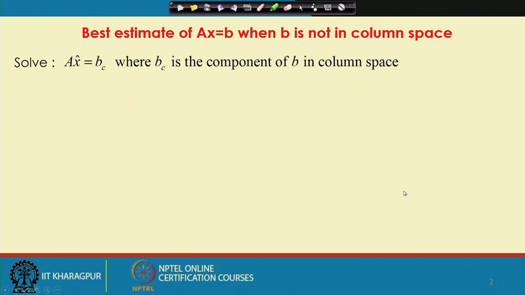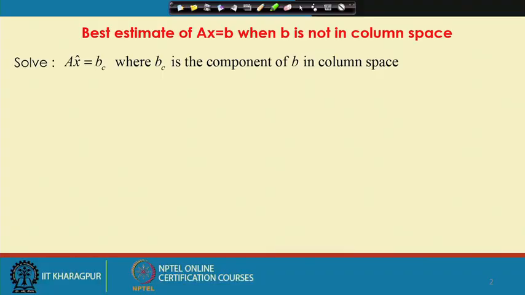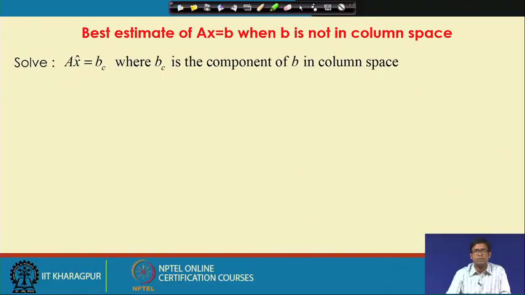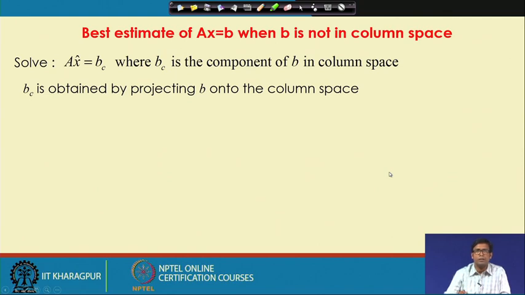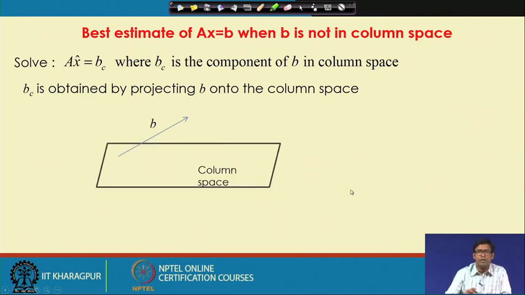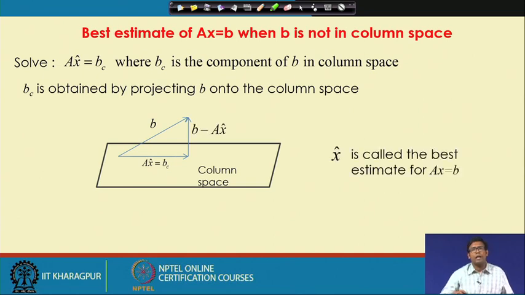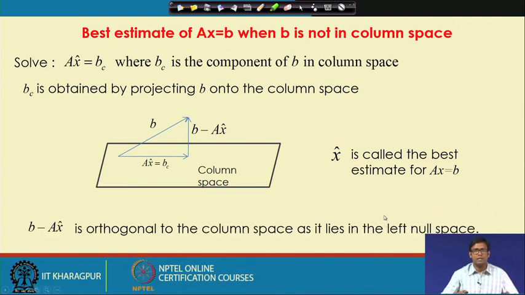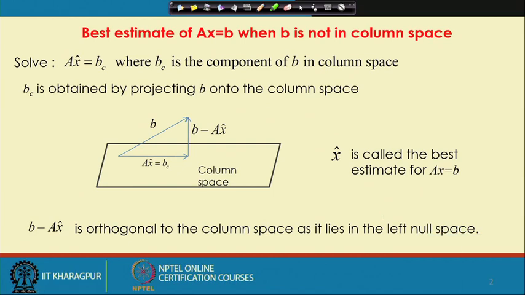Best estimate of Ax = b when b is not in the column space. This is a recapitulation from last class. Solve A x tilde = b_c, where b_c is the component of b in the column space, obtained by projecting the vector b onto the column space. You get the vector b_c, which you can solve, and the error is b minus Ax. x tilde is called the best estimate for Ax = b, and b minus A x tilde is orthogonal to the column space as it lies in the left null space.